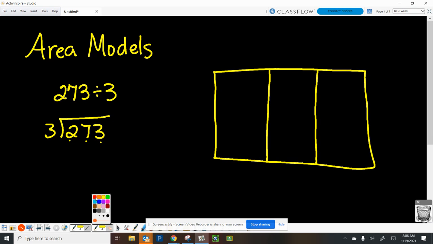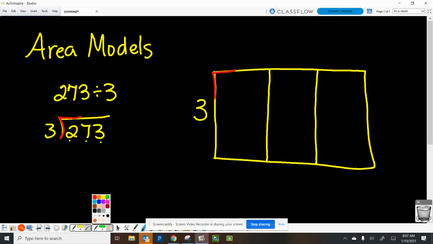Now, remember how we talked about this division sign? It has kind of that little corner there. That's kind of your clue to help you remember where to put that divisor. So the 3's on the outside. I'm sorry, 3 on the outside on both of them.